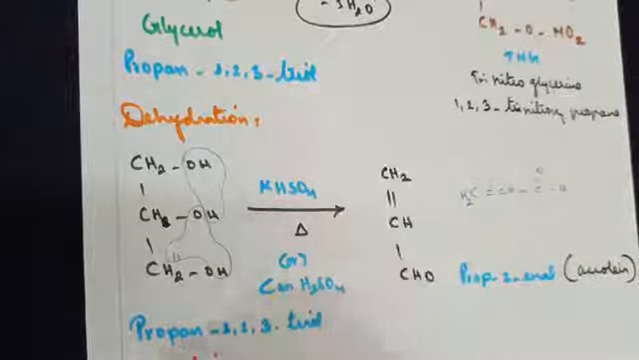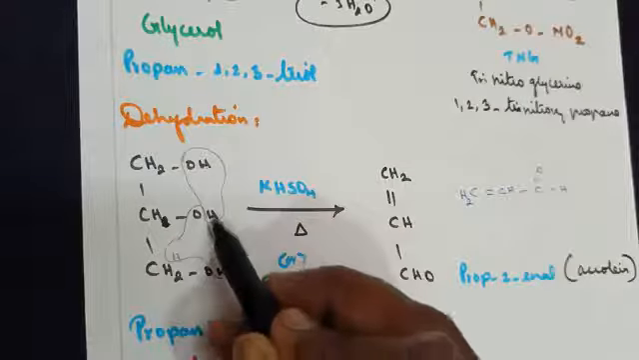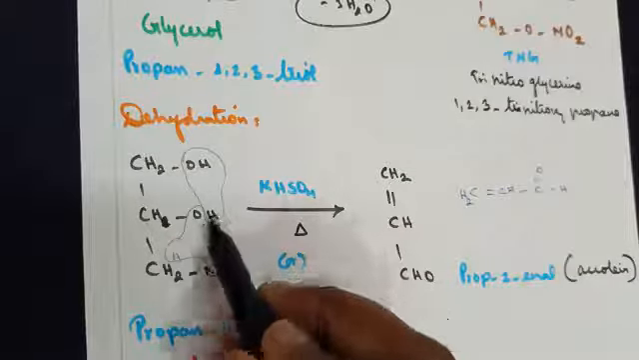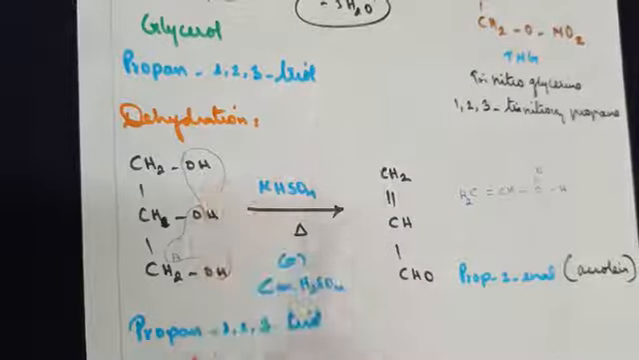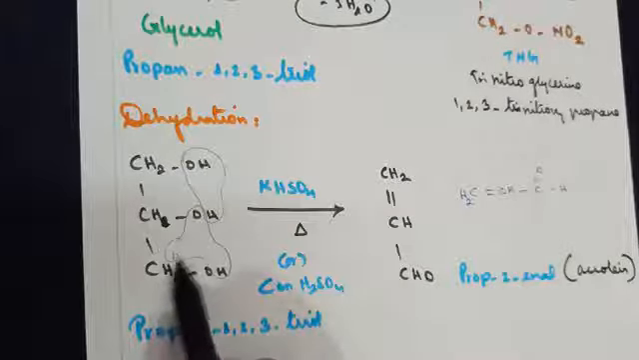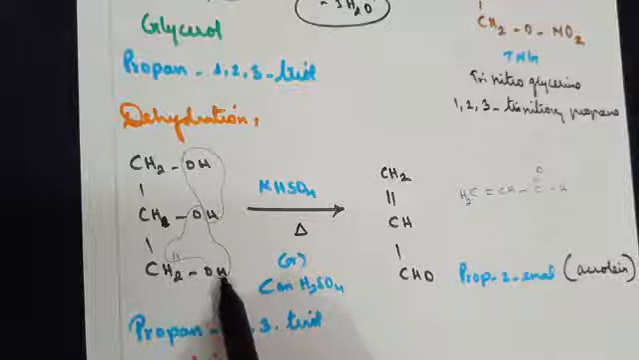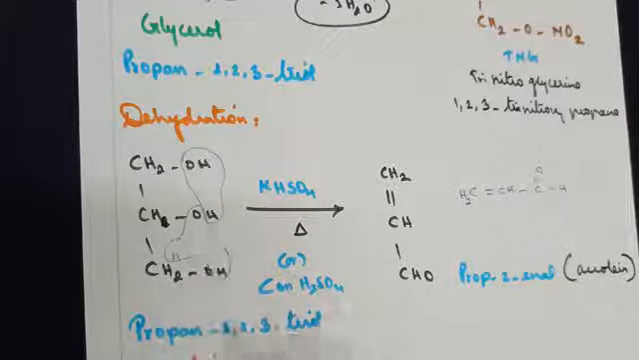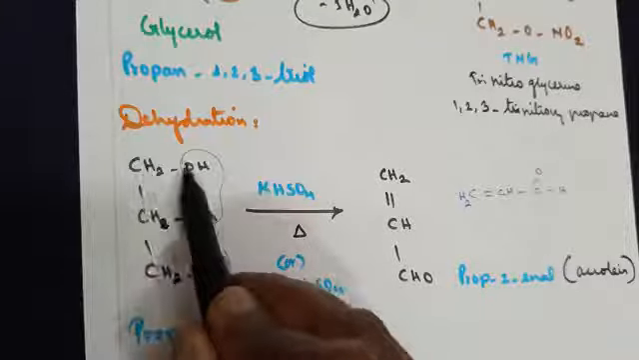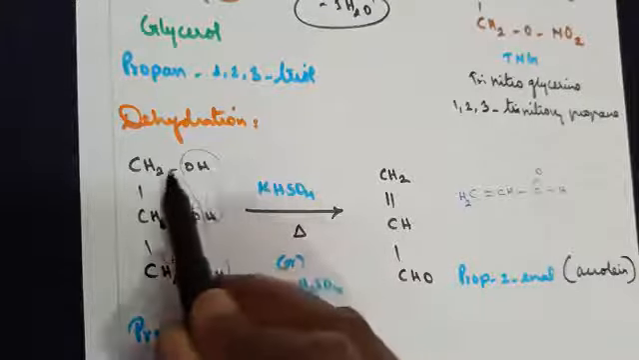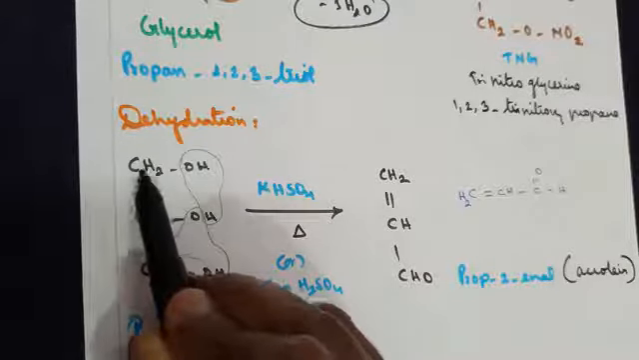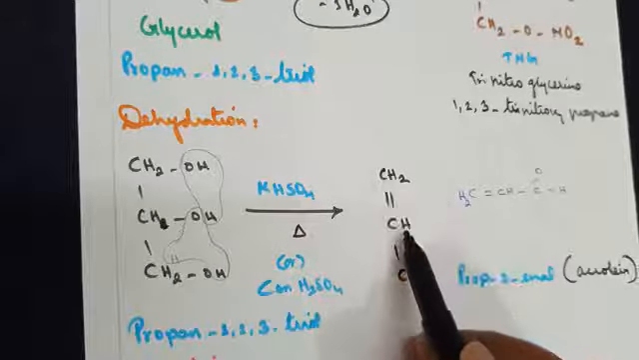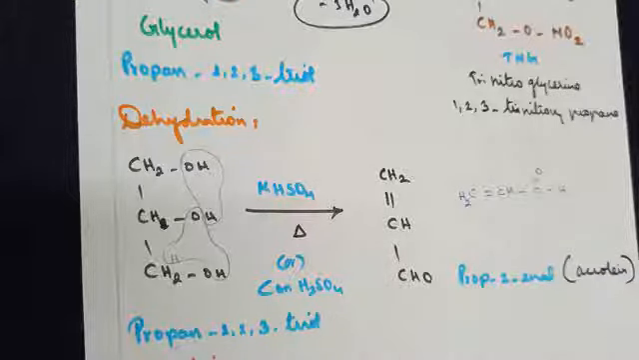That is, OH from here and a hydrogen from here goes out as one molecule of water. This CH2 has a hydrogen, and one hydrogen from here, oxygen from here, so another molecule of water is lost. So we are left with CH2. Since this hydroxyl group is lost, this bond will come in. So CH2 double bond CH and CHO we get.